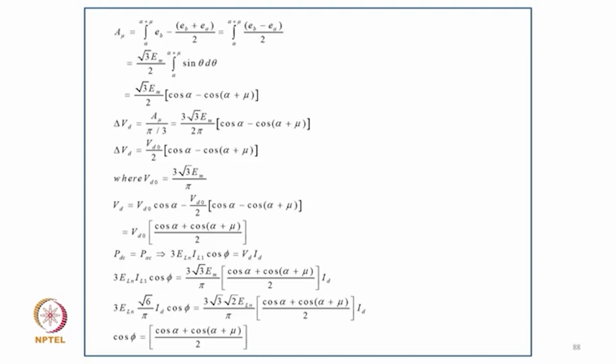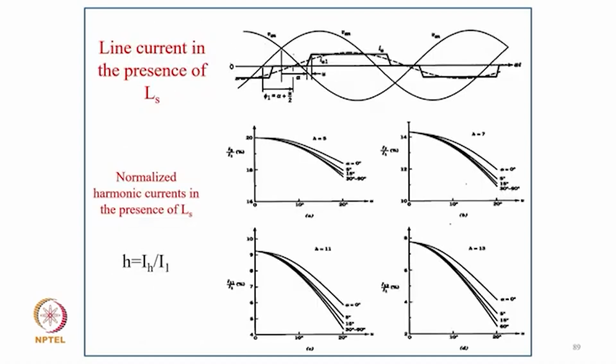IL1 cos phi equal to root 3 Vm upon pi in bracket cos alpha plus cos alpha plus mu by 2 into Id, and that is 3 Vs into root 6 by pi Id cos alpha equal to 3 root 3 into root 2 Vs upon pi in bracket cos alpha plus cos alpha plus mu by 2 into Id, and cos phi equal to cos alpha plus cos alpha plus mu by 2.